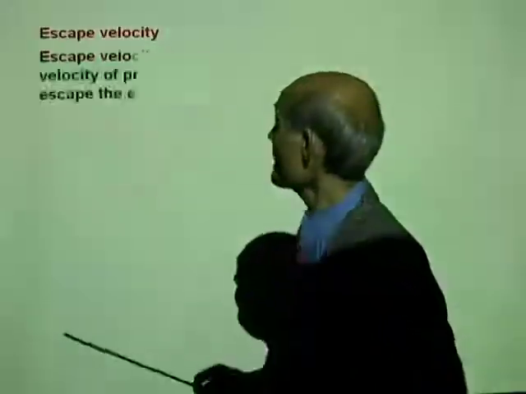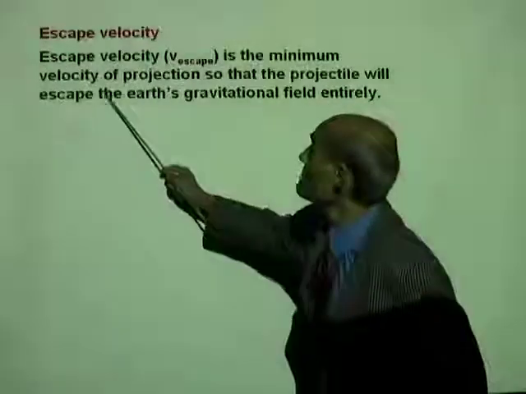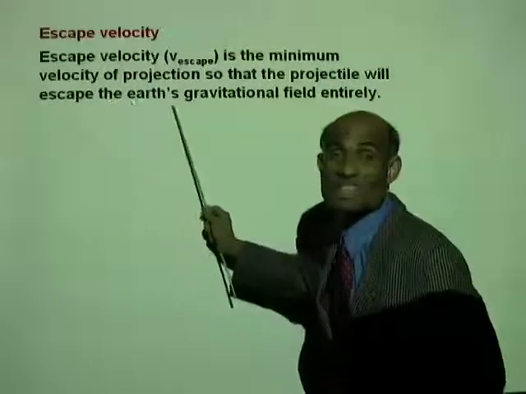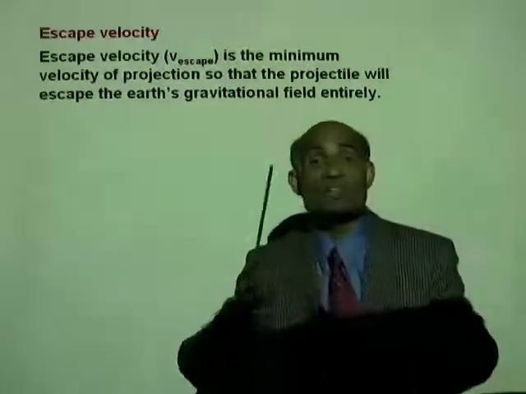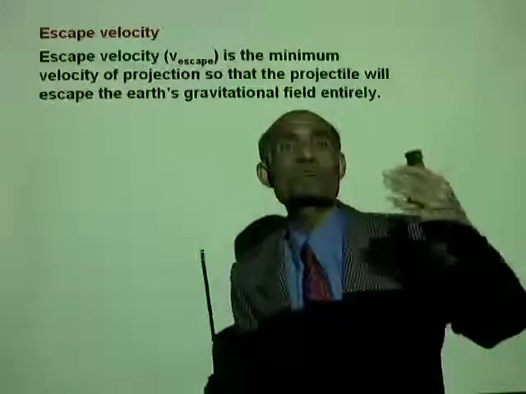Let's now talk about escape velocity. We are now in a position to talk about it. Escape velocity is the velocity that you need to give to an object so that the object escapes the potential well. All right, let's figure it out. Escape velocity v_escape is the minimum velocity of projection so that the object will escape the Earth's gravitational field entirely. In other words, its potential energy will become zero.